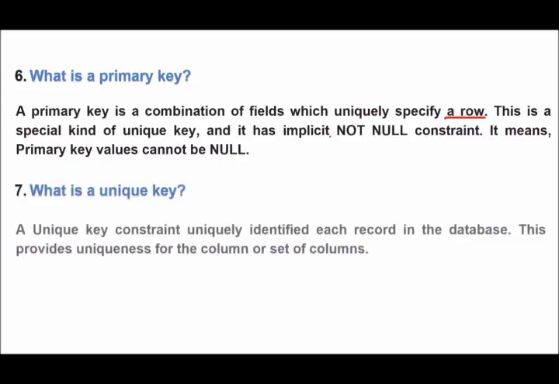What is a unique key? A unique key constraint uniquely identifies each record in the database. So this provides uniqueness for the column or set of columns.